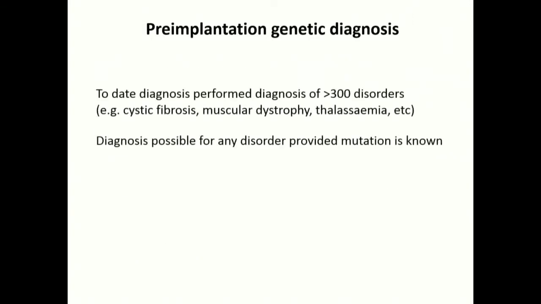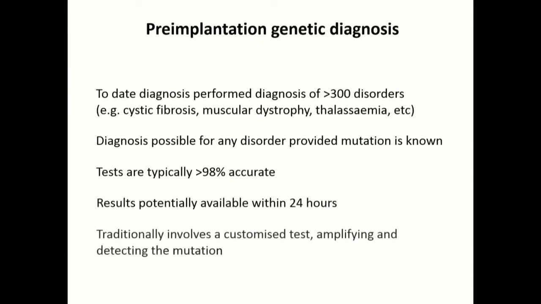To date, we've done PGD for more than 300 different single gene disorders, and really, as long as the underlying basis of the condition is understood, it's possible to design a PGD test for almost any condition. The accuracy, I think, is very good, especially considering the limitations that we're under. Typically, accuracy rates are over 98%. Not 100%, though, that must be noted. Rapid test usually available. The only, I guess, limitation has been that traditionally PGD has involved a customized test.